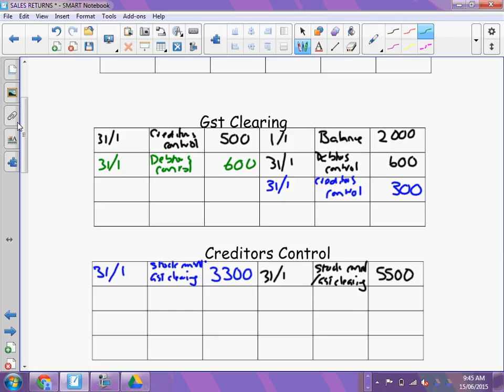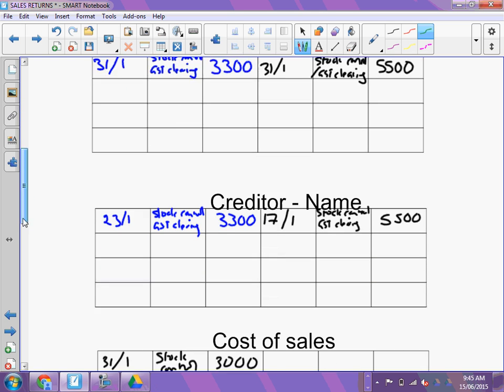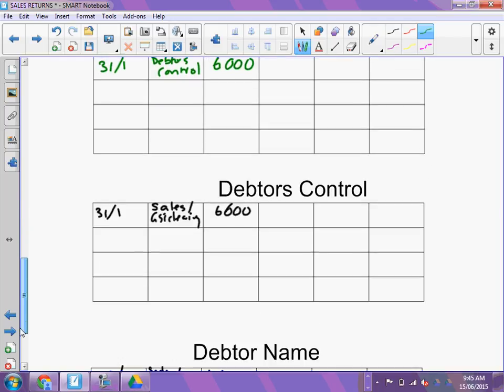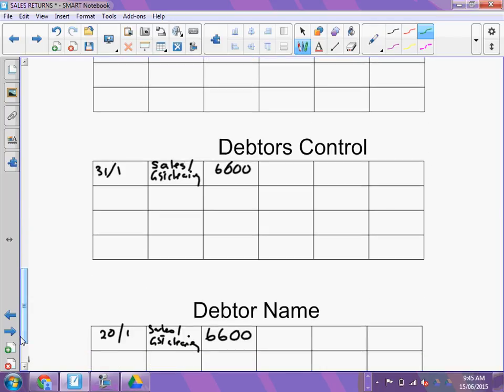What's next? Credit debtors control. There is a silent D. End date. What's the cross-reference going to be? Sales return slash GST clearing. Beautiful.